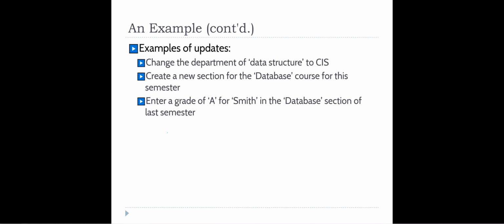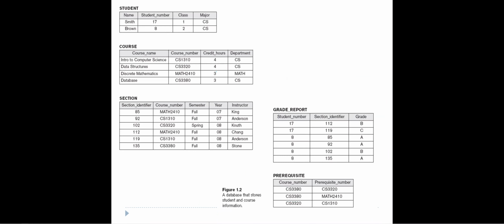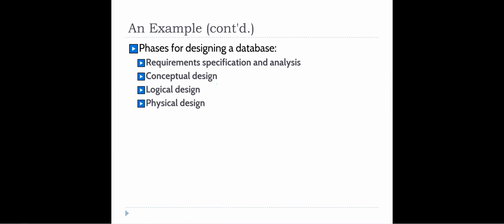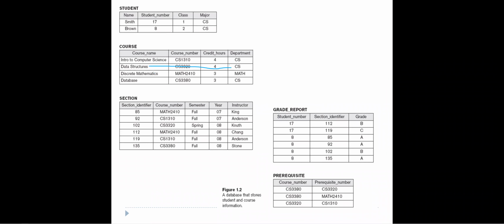What about update? With update, just change the department of the data structure to CIS. You can, for example, update data structure here, data structure to CIS. So this is CS, I'll just change it to CIS.